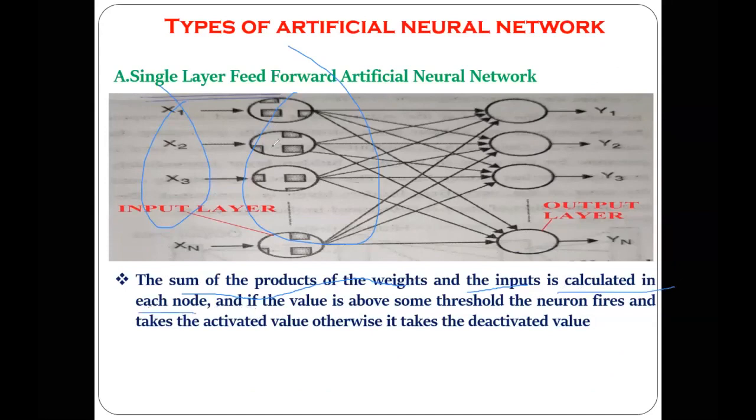The sum of the product of the weights and the inputs is calculated in each node. Understood what I said? Each neuron has the activation function. So here I have mentioned the sum of the product of the weights and the inputs is calculated in each node, and if the value is above some threshold, then the neuron fires and takes the activated value; otherwise it takes the deactivated value. That point we already discussed. Based on the value generated by the activation function, if it crosses the threshold value, it takes a different Boolean value. If it does not cross that threshold value, it takes the value zero. And based on this, the action is decided.